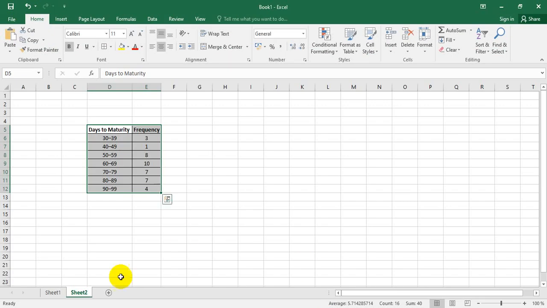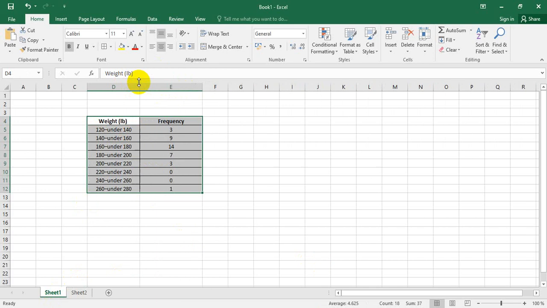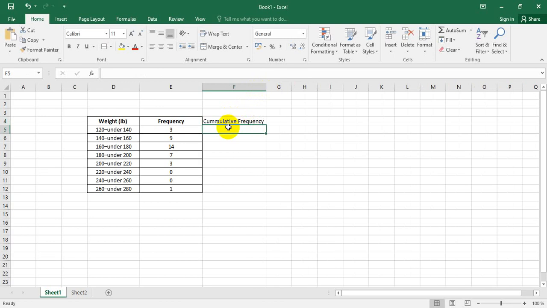in Excel. Okay, so whenever you have a data set, to find a median score, the first task is to find out the cumulative frequency. Okay, so the first cumulative frequency is the same as the frequency.